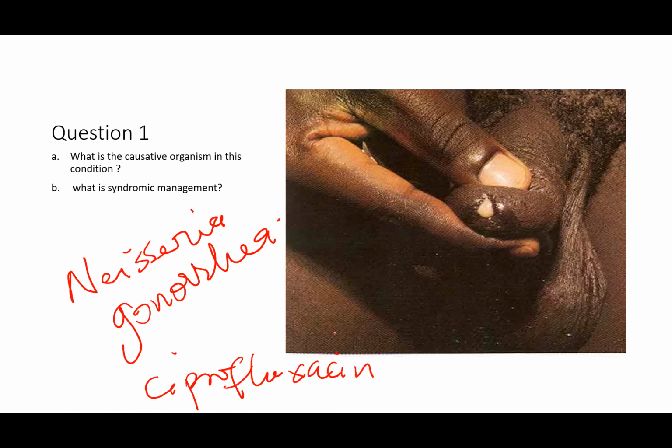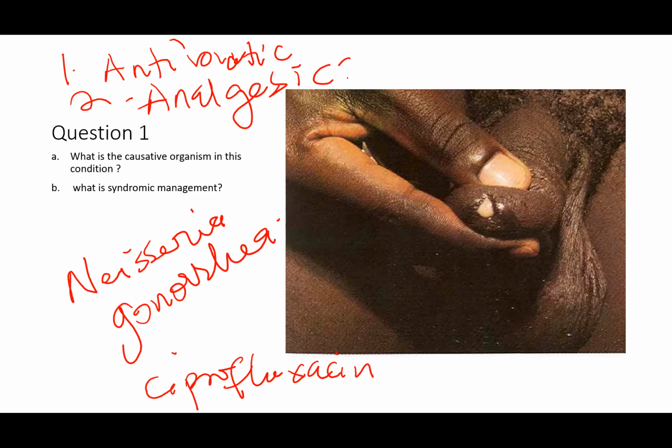okay, is administered. Now, when the patients have lower abdominal discomfort, you give analgesics. So the first treatment, one, you give antibiotics. Two, analgesics. Now, for the lower abdominal pain that they may have, you can also give antispasmodics.